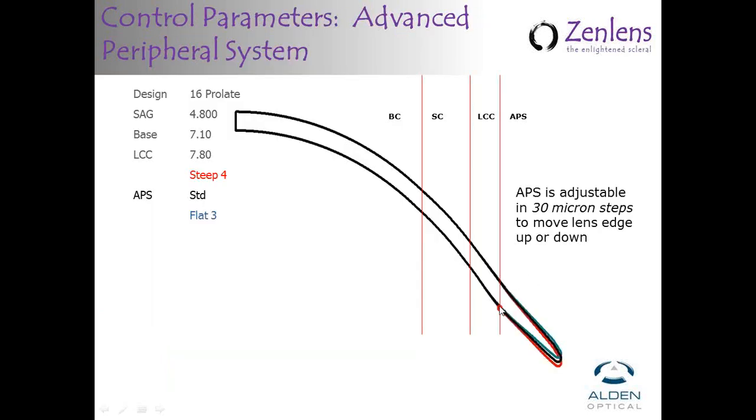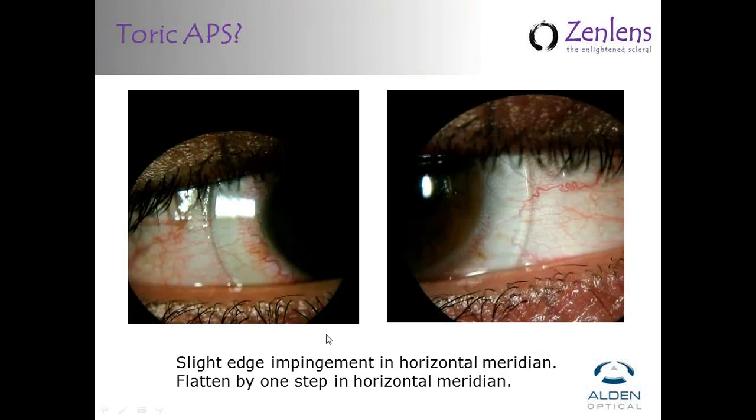And this is just to show you again what we're talking about when we make these adjustments in the landing zone. Each step is a 30 micron adjustment in the axial edge lift, so you're just moving that edge down. If you make the APS steeper, you're moving the edge up a little bit. If you're making it flatter, I've got a graphic that'll show you, in motion, a little bit better idea what we're talking about.